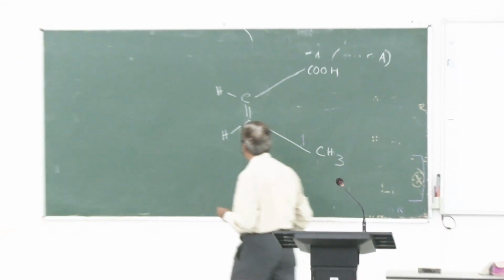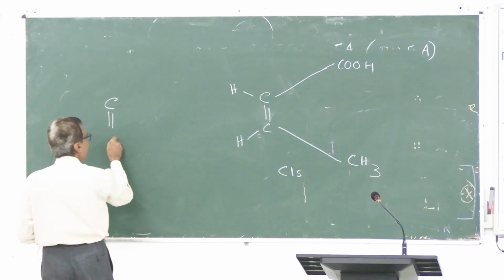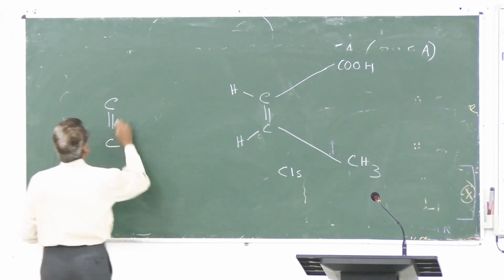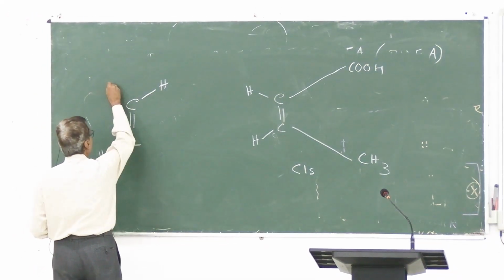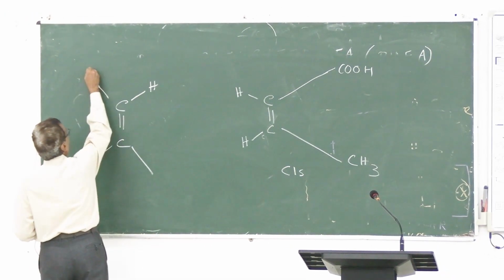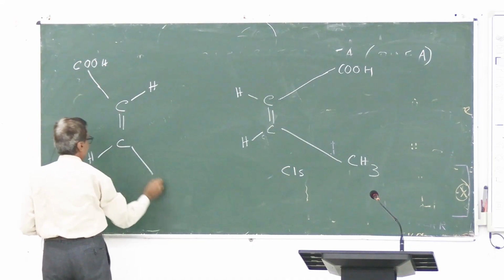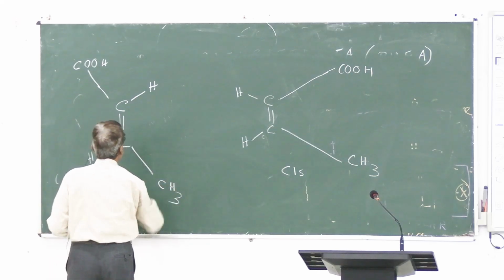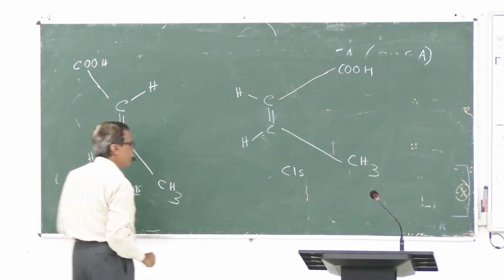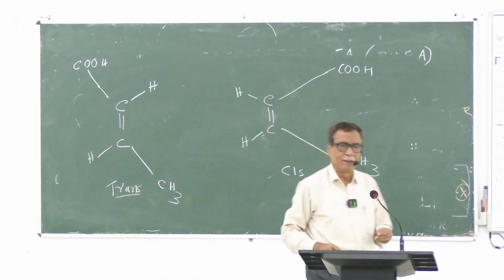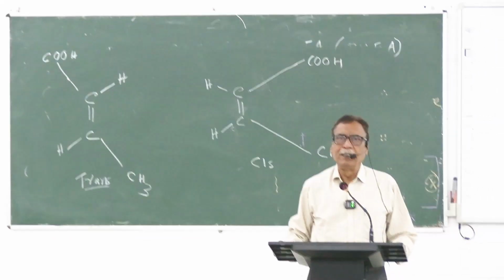But trans fat occurs during hydrogenation or hardening of the fat. This is trans: H is in the opposite direction, COOH, CH3. This is the trans form. Fat containing the trans form of fatty acids is known as trans fat, and we are trying to minimize the trans fat in our diet.